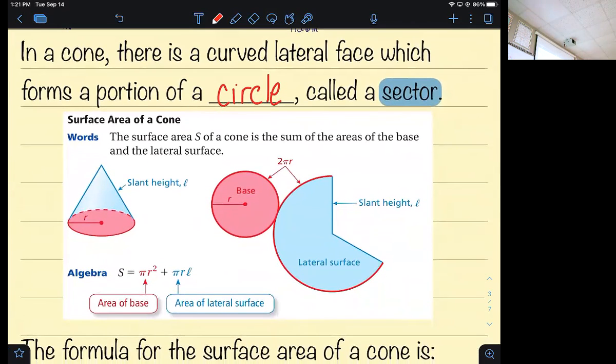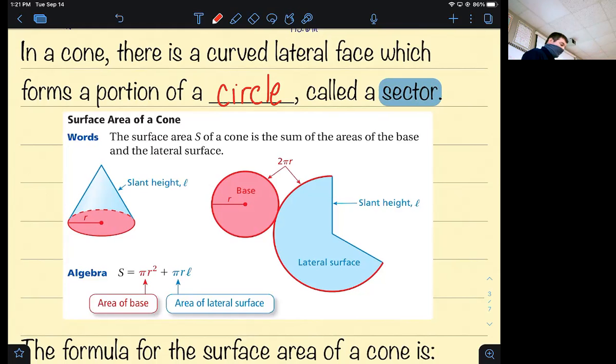You can see what I mean when I say it forms a portion of a circle. If I were to extend this red line all the way around, it would make a full circle. As it is, it's not a full circle, and it's not half a circle either. It's just some portion. In this case, it looks like 2/3 of a circle. But that's going to be different depending on how big your base on your cone is. So that 2/3 does not mean the same for every cone.